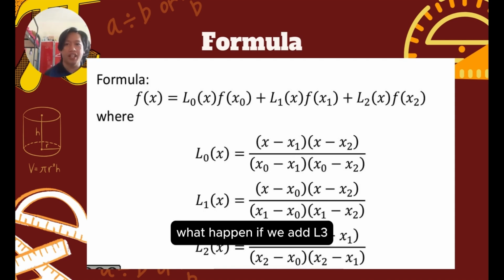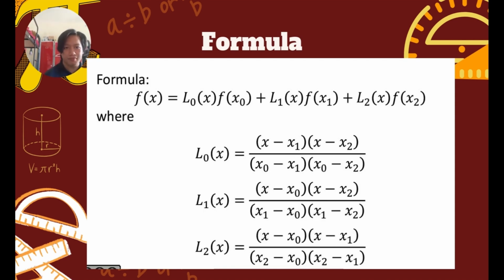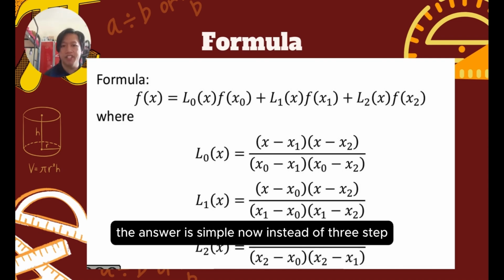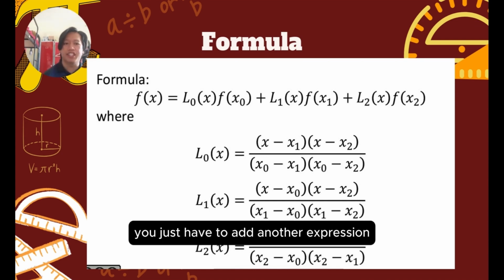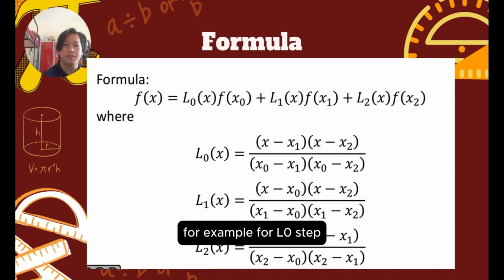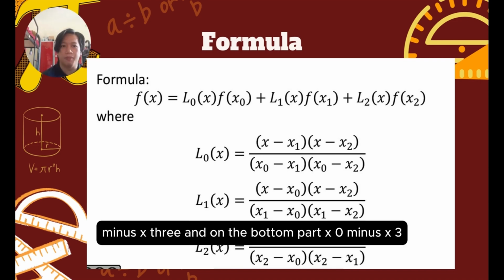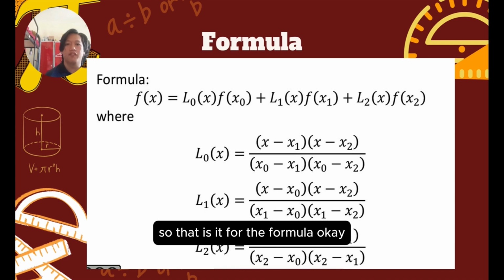Okay, what happens if we add L3? The answer is simple. Now instead of 3 steps, there will be 4 steps, ranging from L0 until L3. And what happens to the expression? It's also simple. You just have to add another factor. For example, for the L0 step, we just add x minus x3, and on the bottom part, x0 minus x3. So that is it for the formula.